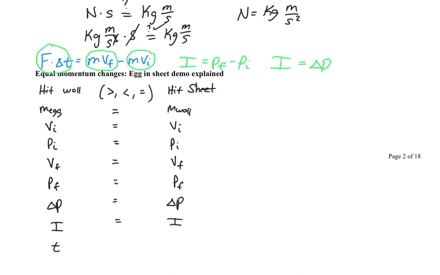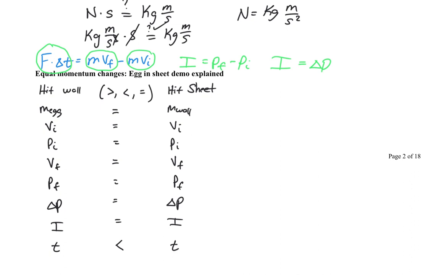Here's where it gets interesting. Let's talk about the time it took for each egg to stop. Imagine an egg hitting a wall. That egg stops almost instantly. So the time it takes to stop is very small. Then consider the egg that hit the sheet. The sheet stretched back, moved forward, the egg rolled around a little bit, and finally it came to a stop. So the time it takes for the egg that hits the sheet to stop is significantly greater than the time it takes the egg that hits the wall to stop. So the time for the egg that hit the wall is much less than the time for the egg that hit the sheet.